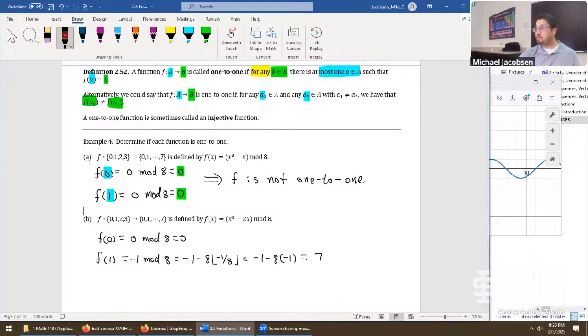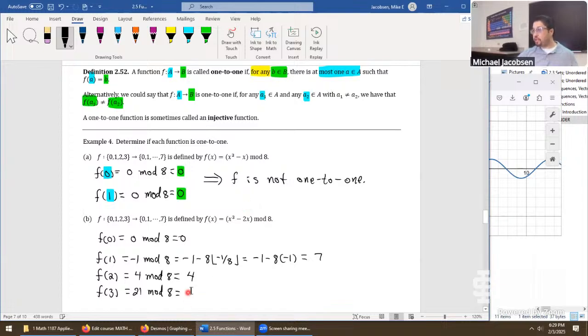But to know for sure, we have to do just 2 more function evaluations. So we take f at 2. That would be 8 minus 4. So that's a 4 mod 8. 4 mod 8 is the remainder after division of 4 by 8, so we get 4 there. And here's the last element, f at 3. That's going to be 27 minus 6, so 21 mod 8.